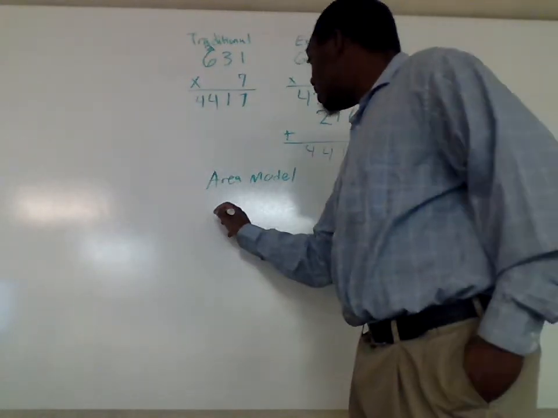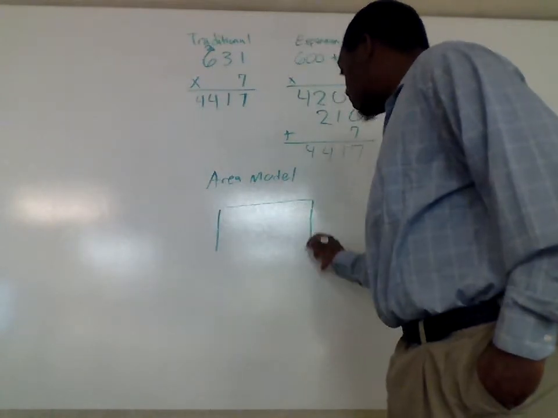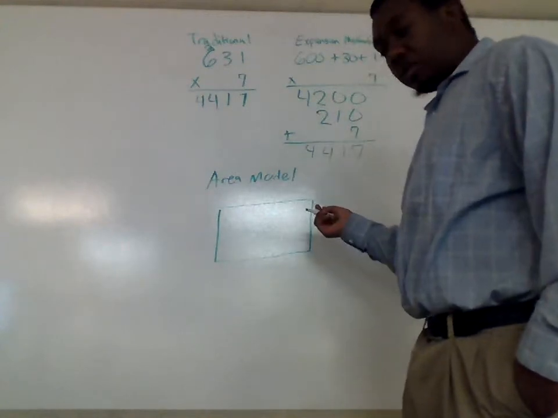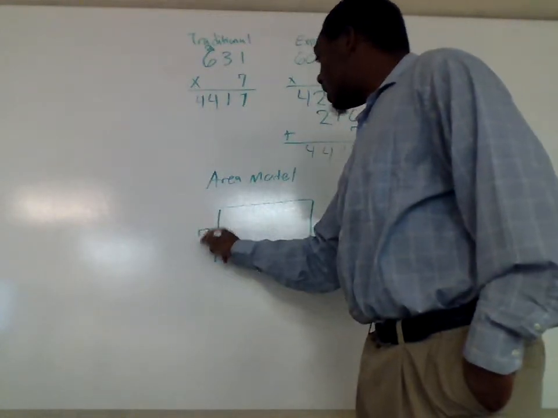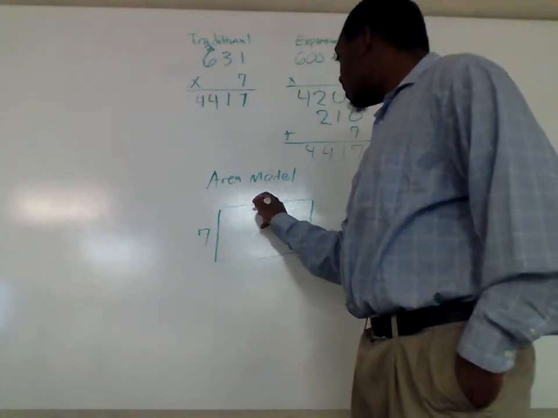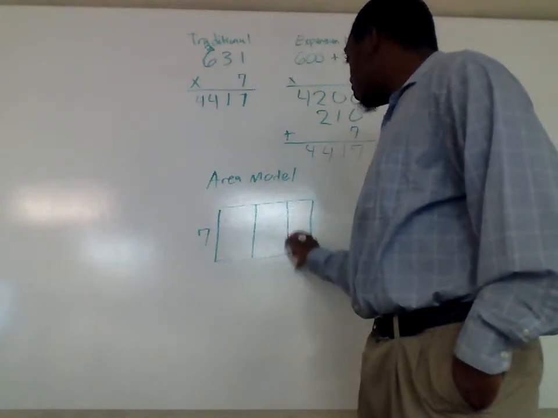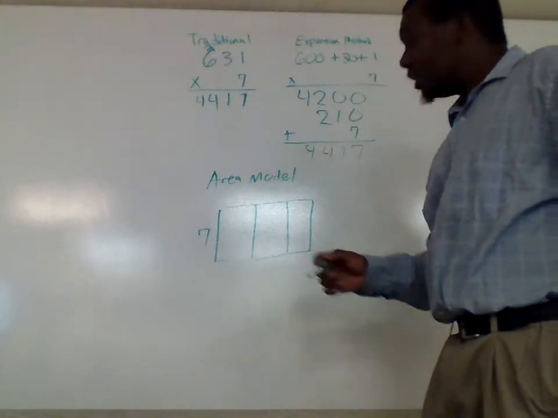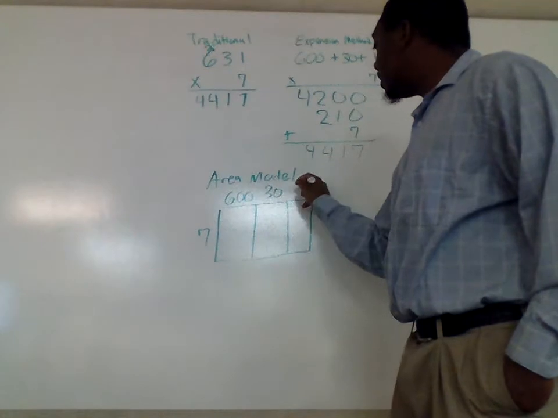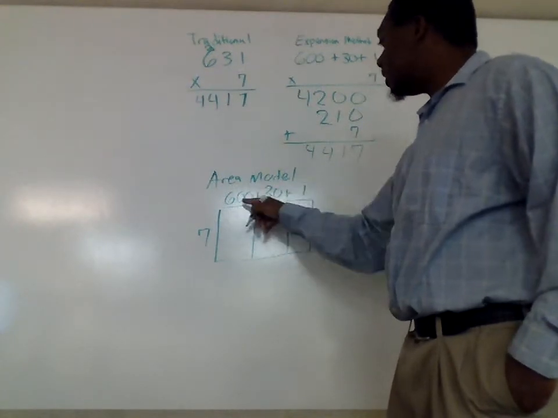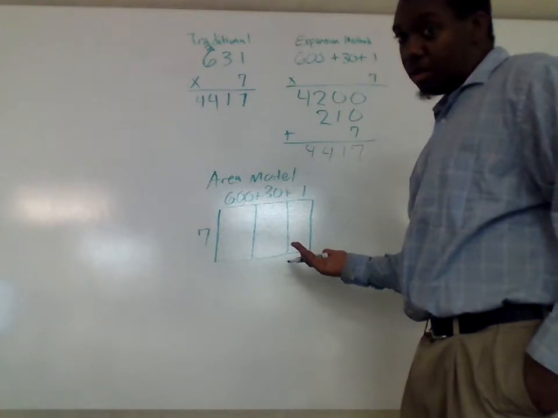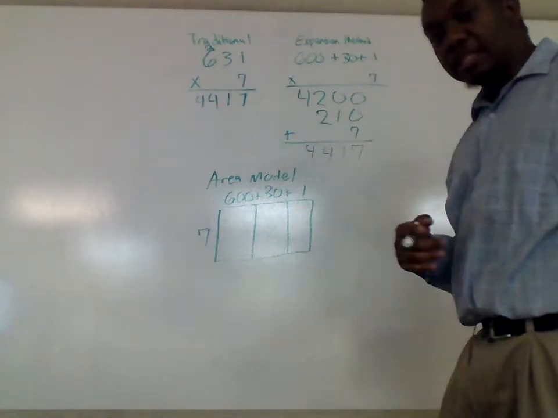So the way you would do that, as I said, it's really just the same as the expansion method. So we have 631 times 7. I'm going to say that this side is 7 of this rectangle I drew. And I'm actually going to break my rectangle up into 3 parts. So I have 600, I have 30, and I have 1. Why do I have that? Because 600 plus 30 plus 1 is going to be the 631 that we're multiplying times 7.